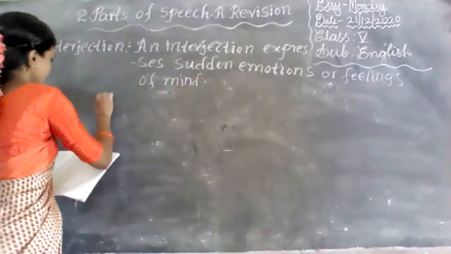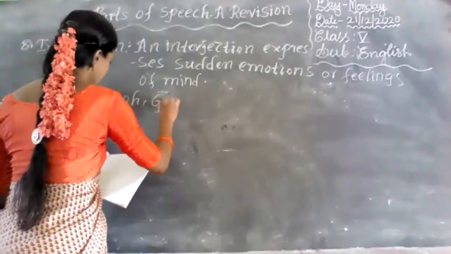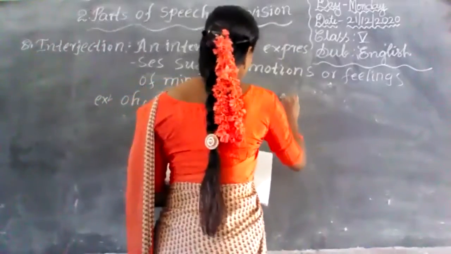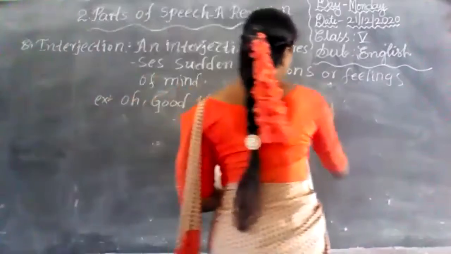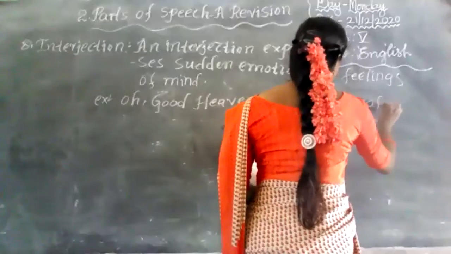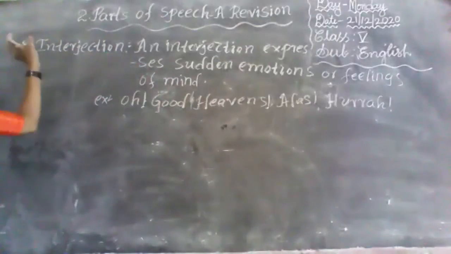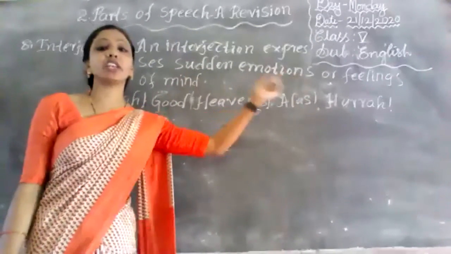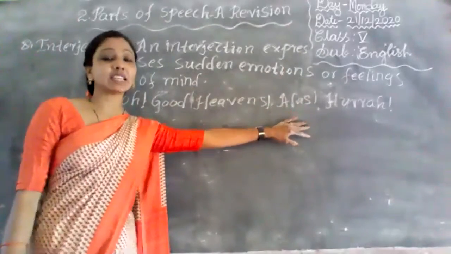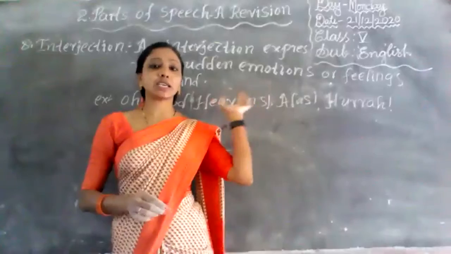Example. Hello. Look here. What is an interjection? An interjection expresses certain emotions or feelings of a mind. Examples of interjection: oh, good heavens, alas, hooray. So these are sudden expressions. Whenever we are happy or sad, suddenly we speak such words. These words are called interjections.